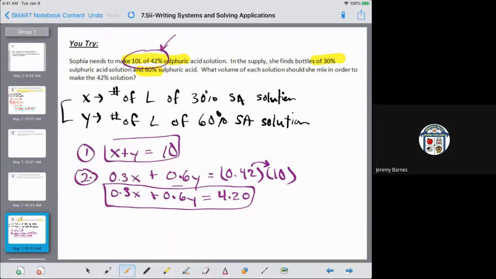And now we can proceed like we normally would in any of the other questions that we've done. So I'm just going to write out a solution here, and you should be able to follow along. I used substitution when I solved this.